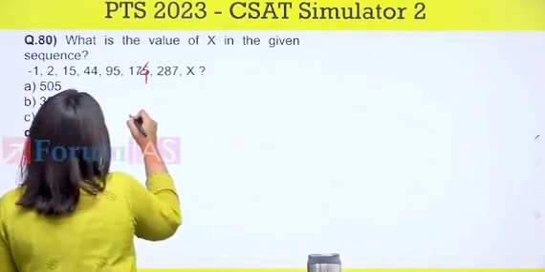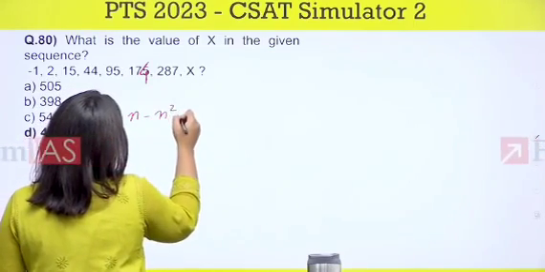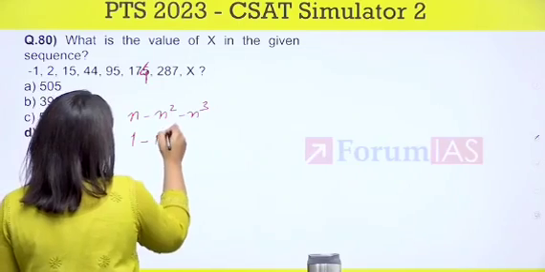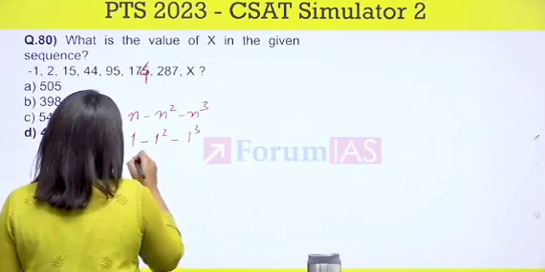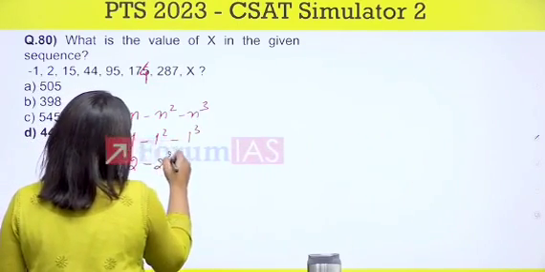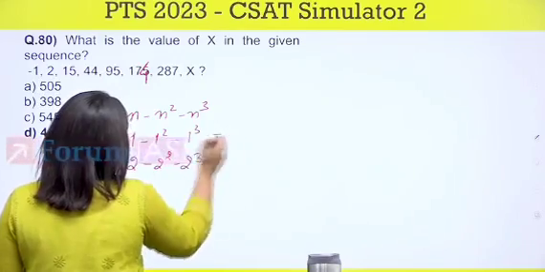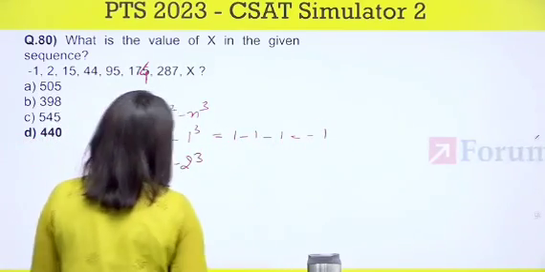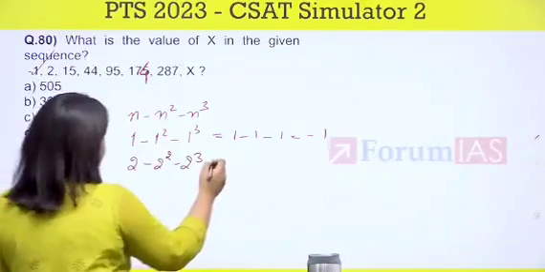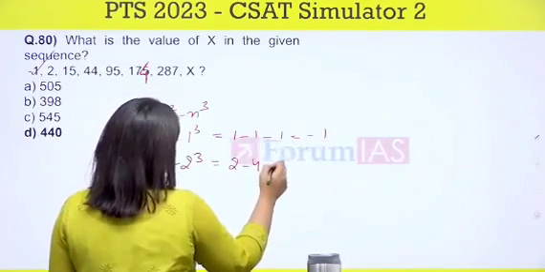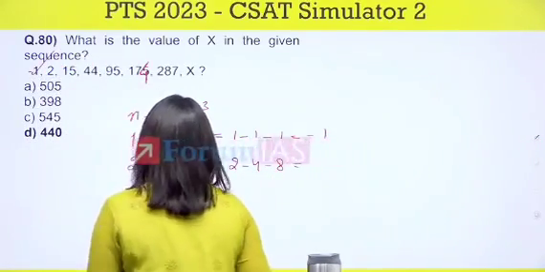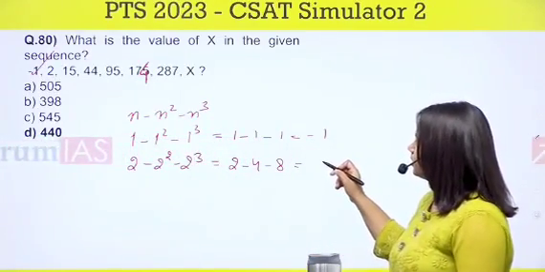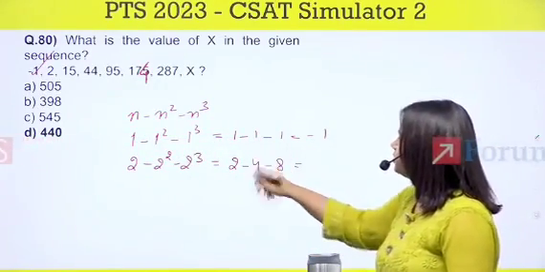First, for index n, it is n minus n square minus n cube. So for the first term it will be 1 minus 1 square minus 1 cube. For the second it will be 2 minus 2 square minus 2 cube. So what is this? 1 minus 1 minus 1 is what? Minus 1, which is the first term. Then 2 minus 4 minus 8 is how much? This is plus 4, right?